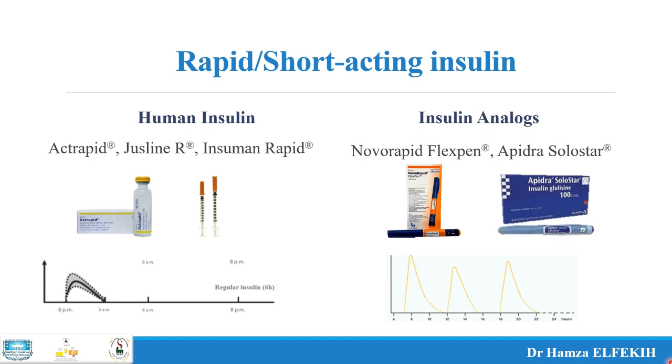In Tunisia, we have Actrapid for human insulin. So it is an ampoule right here. It contains 10 milliliters and we have a concentration of insulin of 100 units per milliliter. So this ampoule contains up to 1000 units of insulin. It is available also for the other human insulin forms. For insulin analogs, we have Novorapid, insulin aspart, and insulin glulisine, Apidra Solostar.